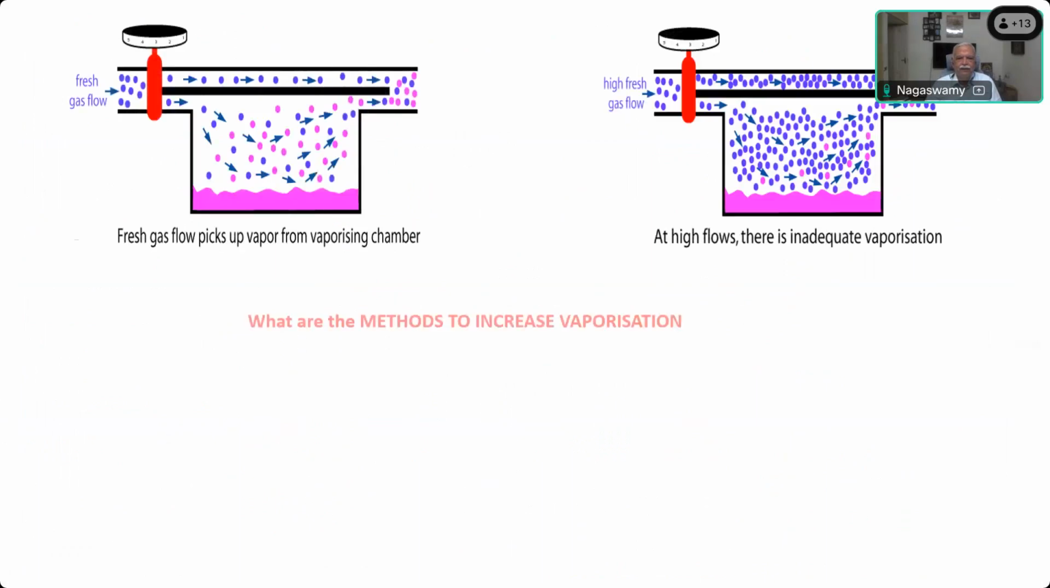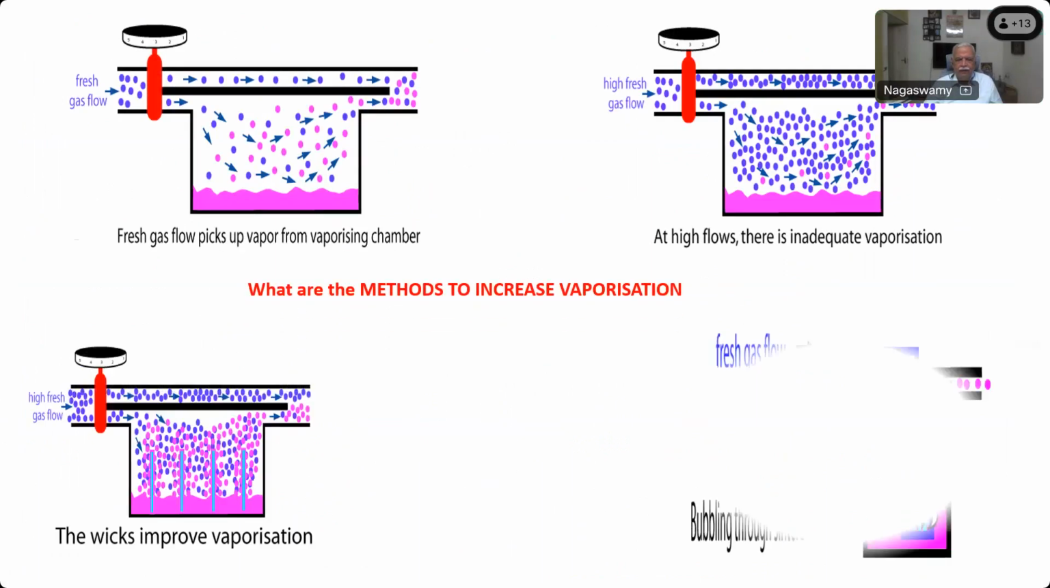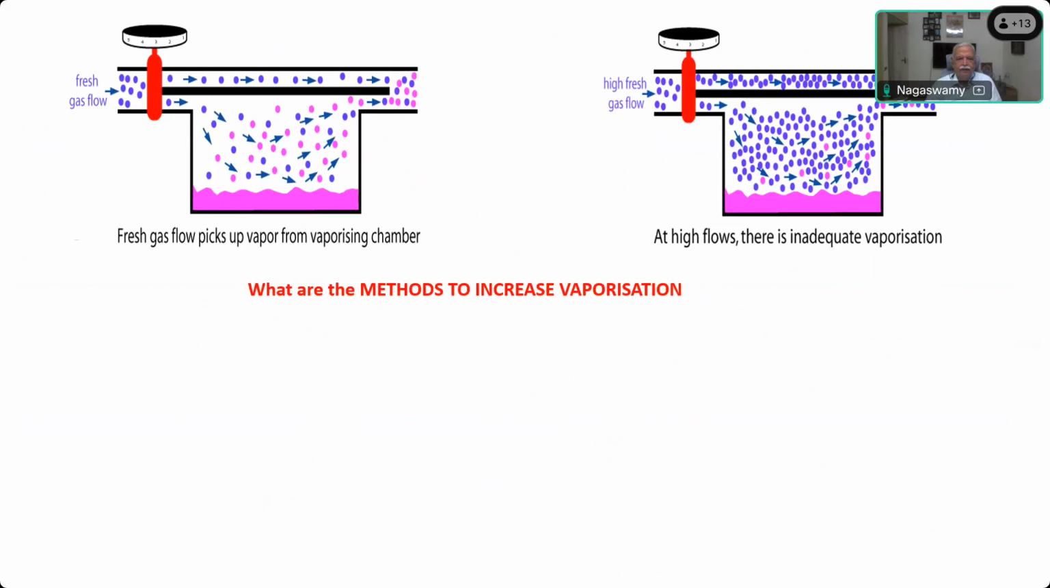Okay, right. So what are the methods of increasing the vaporization? That only you have to see, fresh gas flowing through the vaporizing chamber. If you use high flow, will it carry more vapor or less vapor? For example, if you are using 6 liters fresh gas flow, 4 liters of nitrous oxide and 2 liters of oxygen, will you get more vapor or less vapor? More vapor, but dilute.